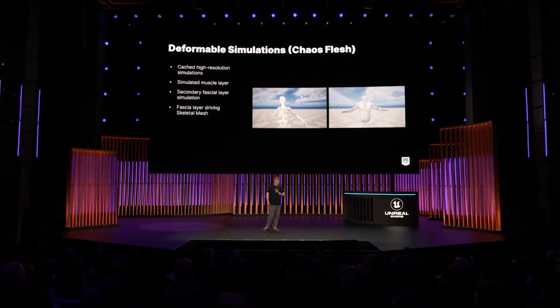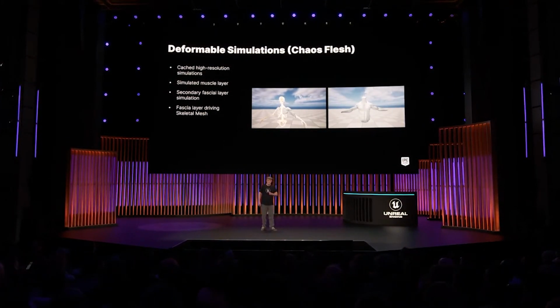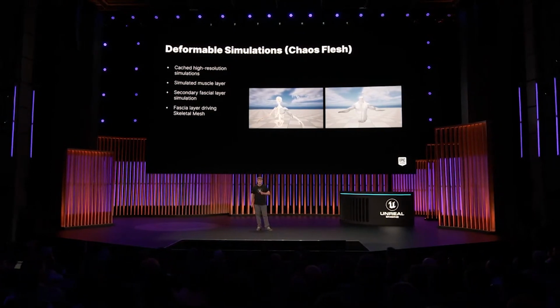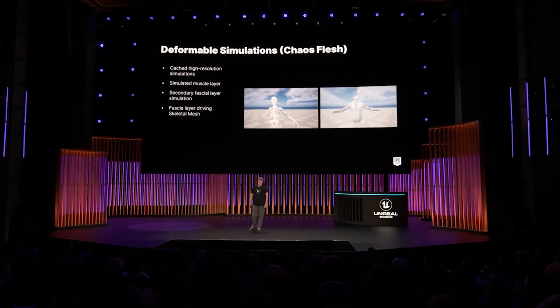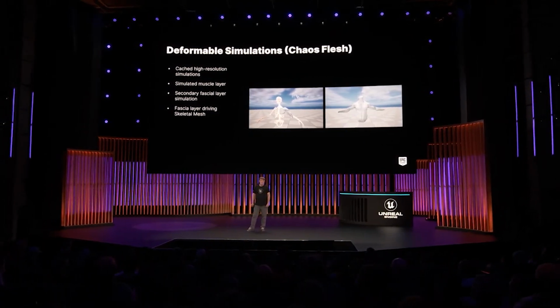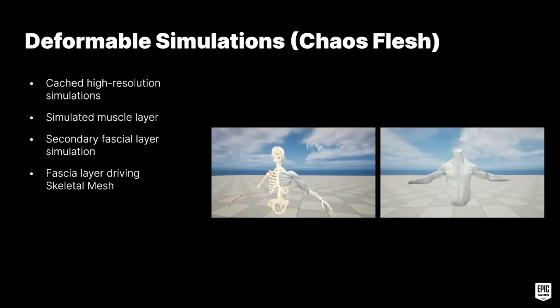So the Rivian is just one example of how you could perform a deformable simulation in Engine. Because the solver we are using allows for convergence if you allow it to take enough time, you can also use our solver to produce cached, high-resolution simulations that can be played back within Sequencer.